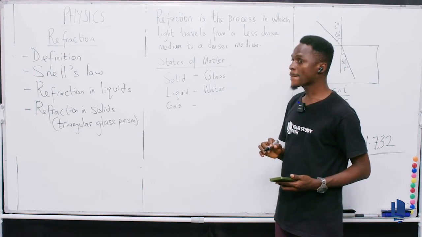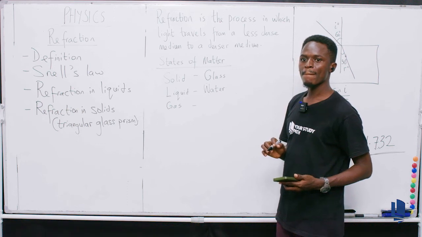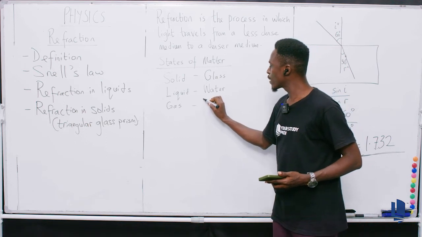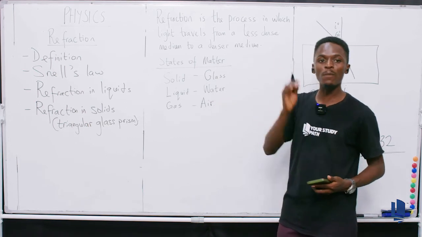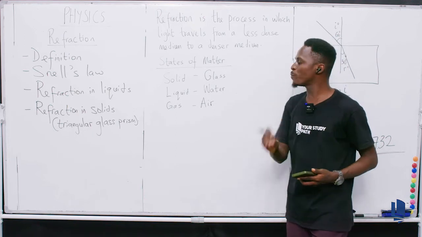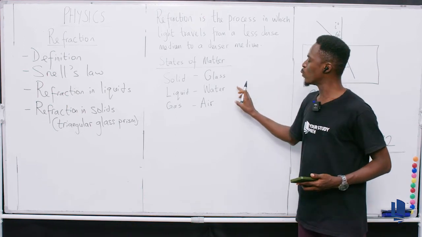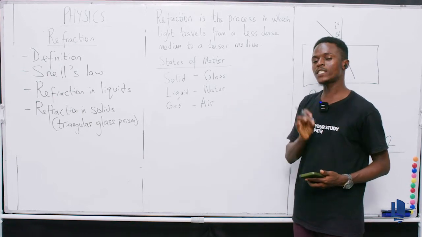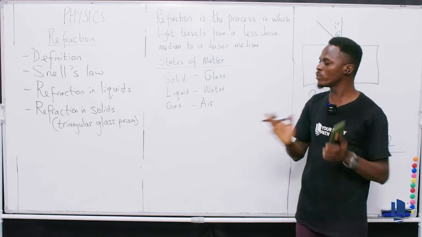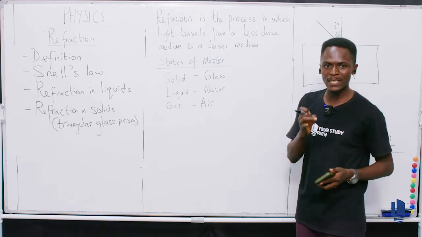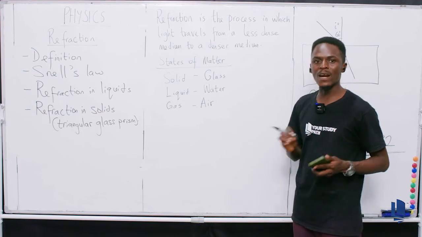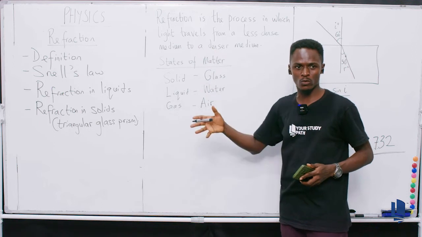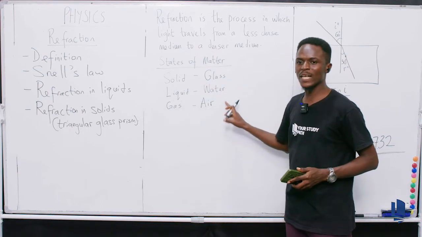Gas, we make use of air. So anytime JAMB will give you a question, it is going to be with reference to glass, water, or air. Questions are coined around these three substances, which represent the three states of matter, which you already know from your junior secondary school.